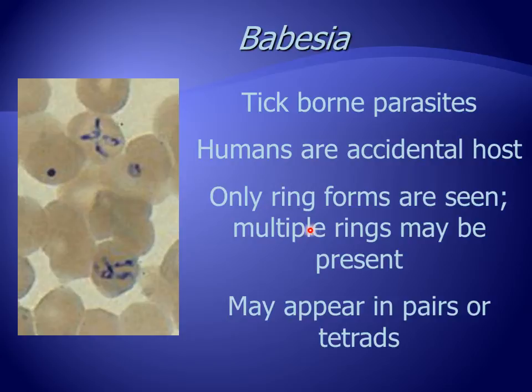Is the organism in the blood, given that he's kind of a third cousin of malaria? Probably that's the first thing that came to mind when you looked at this was, well, it doesn't look a whole lot different than some of the things we were looking at in previous slides. But to review, these are tick-borne parasites. Humans are accidental hosts. We see ring forms only in the red cells. And sometimes they're in pairs and tetrads. So this one looks like a nice tetrad form here.